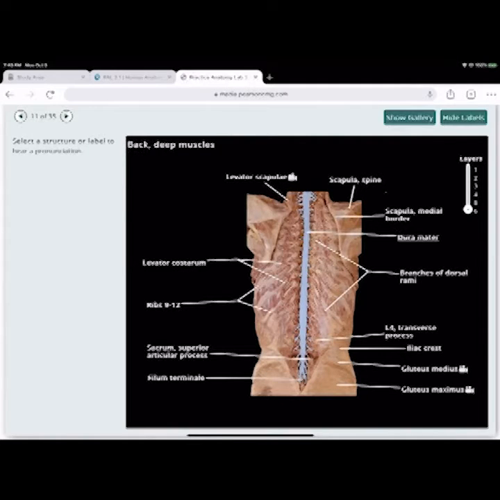And then you have your scapula. You see the medial border of your scapula, and this is the spine of the scapula, most anterior portion of it.